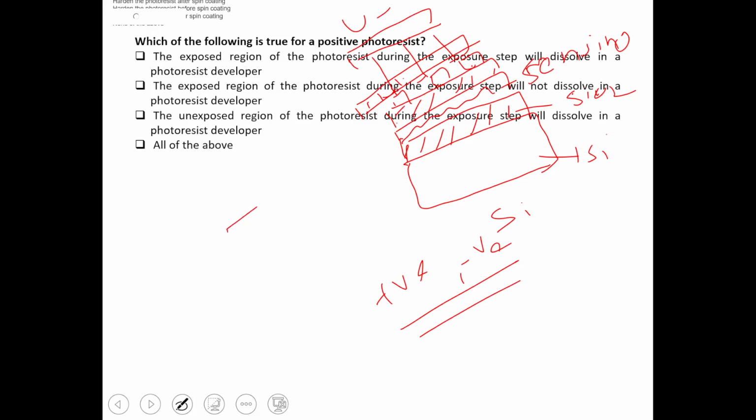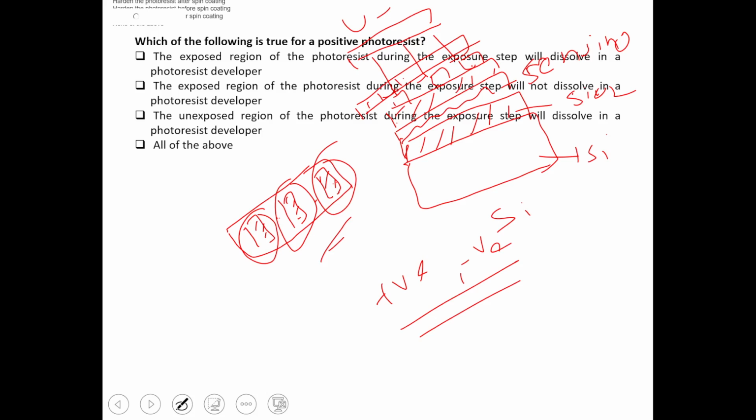Okay. So what is the exposed region of the photoresist during the exposure? This is the shadow mask. We have the pattern on that shadow mask. This is the mask made of glass. Like that, this electrode pattern we have to transfer, and UV light will pass. This is only simple glass. So what is the exposed region? This is the exposed region. This pattern will be exposed. During the exposure step it will be dissolved in the photoresist developer. Means whatever that is, it will be dissolved, so this is not true. The exposed region of the photoresist during the exposure step will not dissolve, it is also not true.